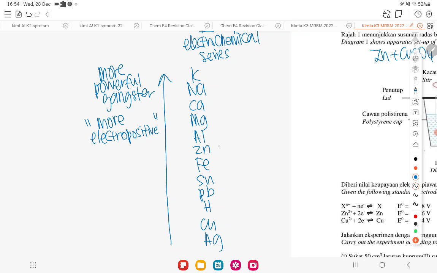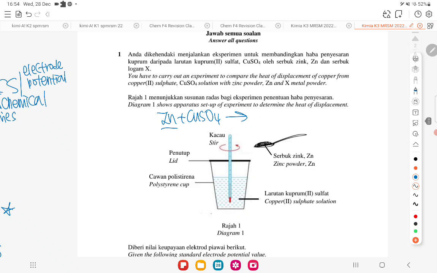If they are more electropositive, they are able to rob the girlfriend of the less powerful one. This is zinc and this is copper. As you can see, zinc is a more powerful gangster than copper. So zinc can rob the girlfriend of copper. Who is the girlfriend of copper? Sulfate. When zinc robs the sulfate away, you get zinc sulfate. When the sulfate is taken away by zinc, the copper has no girlfriend, so now the copper stands alone. This concept is called displacement.